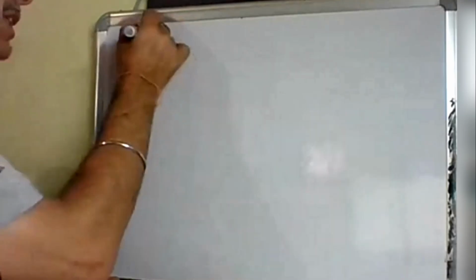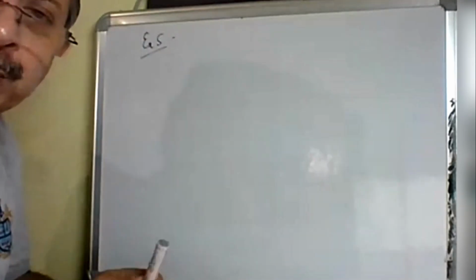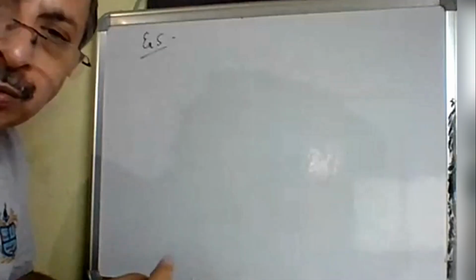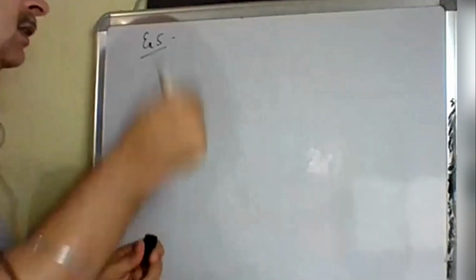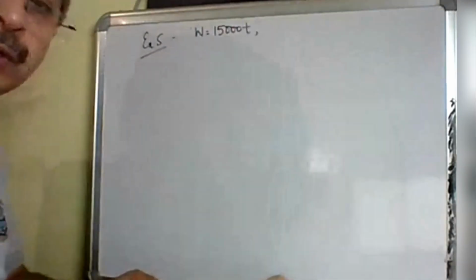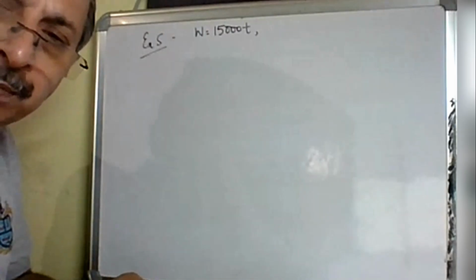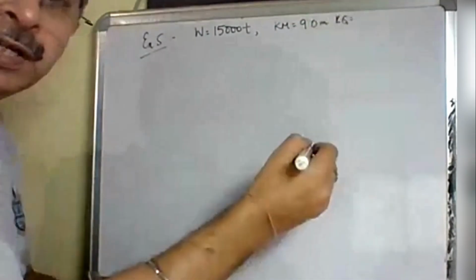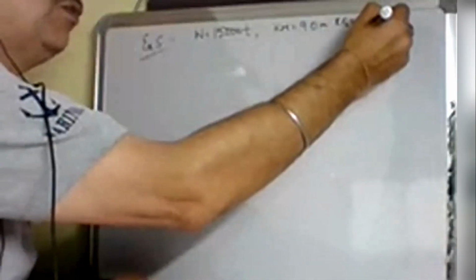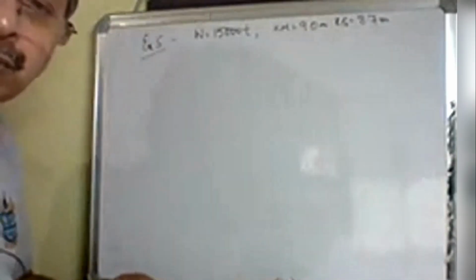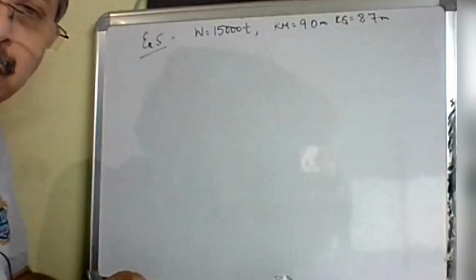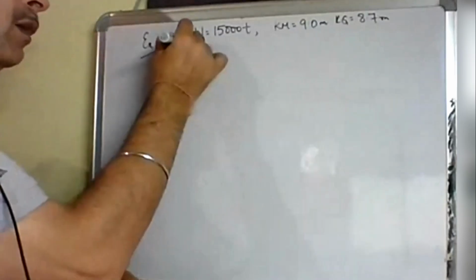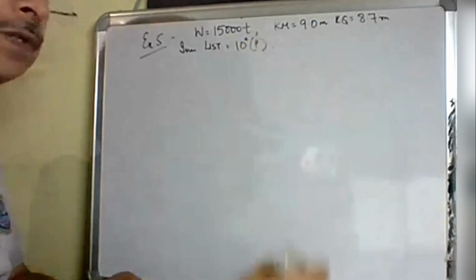Okay, I'm going on to question number 5, example 5. A ship of displacement 15,000 tons, so W is 15,000 tons. KM 9, KG 8.7, is listed 10 degrees to port. On the basis of the initial GM of this ship, its initial list is 10 degrees to port.